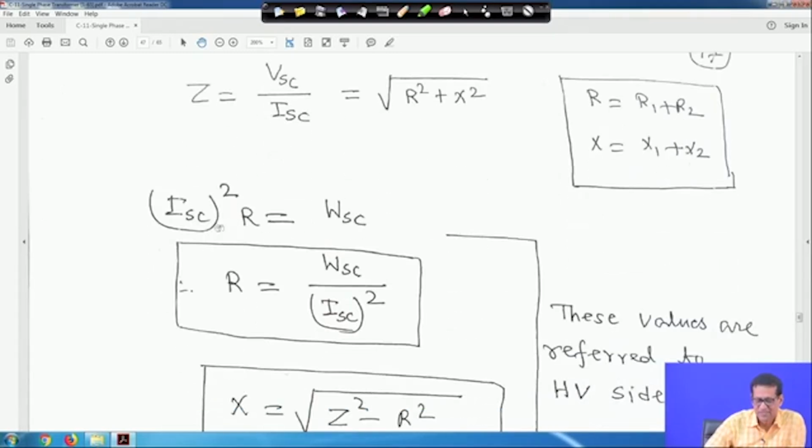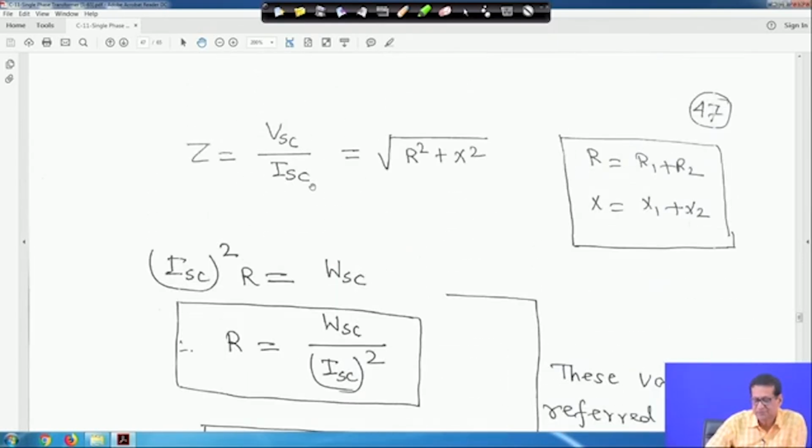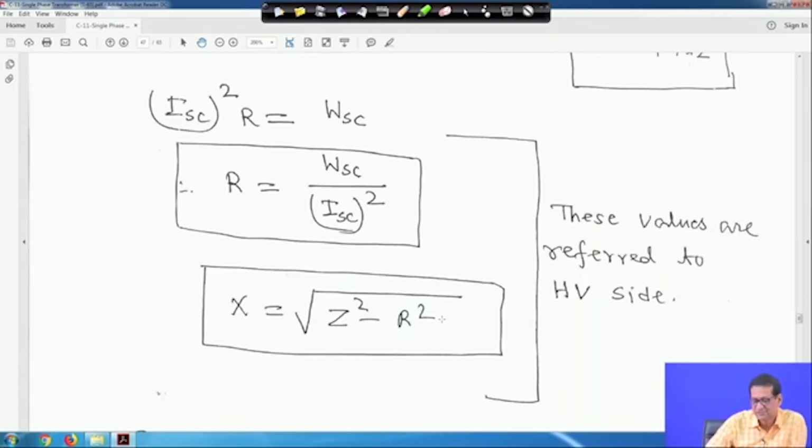Another thing you know is that ISC square R, the copper loss, is equal to the wattmeter reading, because total R is R1 plus R2. So ISC square R is equal to WSC, the wattmeter reading. Therefore, R is equal to WSC upon ISC square, so we get R1 plus R2. These values are all referred to the high voltage side, because the short circuit test is performed on the high voltage side. Therefore, this is the Z we got. So X is equal to root over Z square minus R square. But X is X1 plus X2 together, and R is R1 plus R2 together. So how will we separate this?